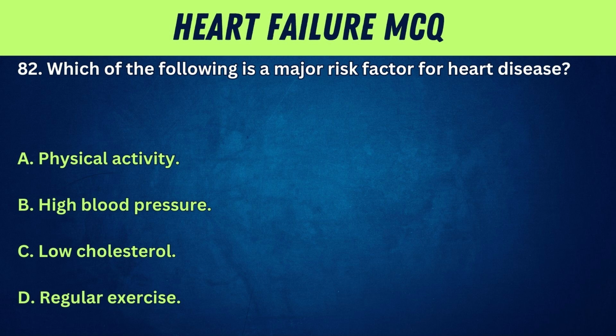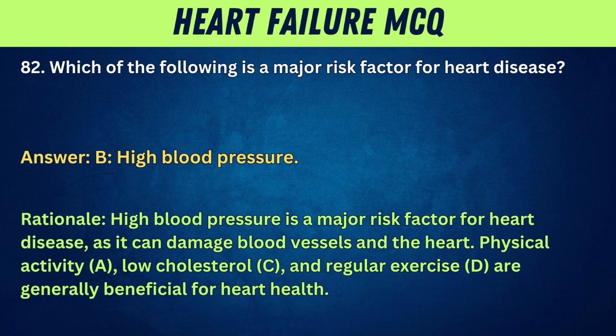82. Which of the following is a major risk factor for heart disease? A, physical activity. B, high blood pressure. C, low cholesterol. D, regular exercise. Answer, B, high blood pressure. Rationale, high blood pressure is a major risk factor for heart disease as it can damage blood vessels and the heart. Physical activity, A, low cholesterol, C, and regular exercise, D, are generally beneficial for heart health.